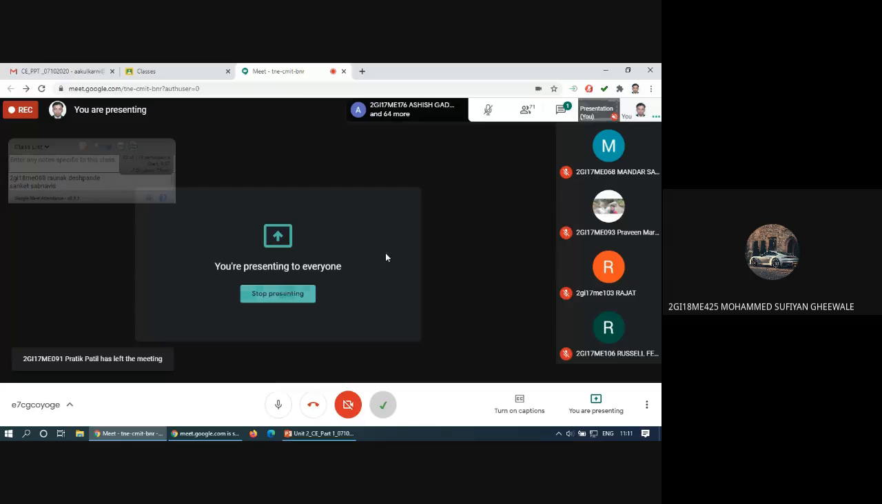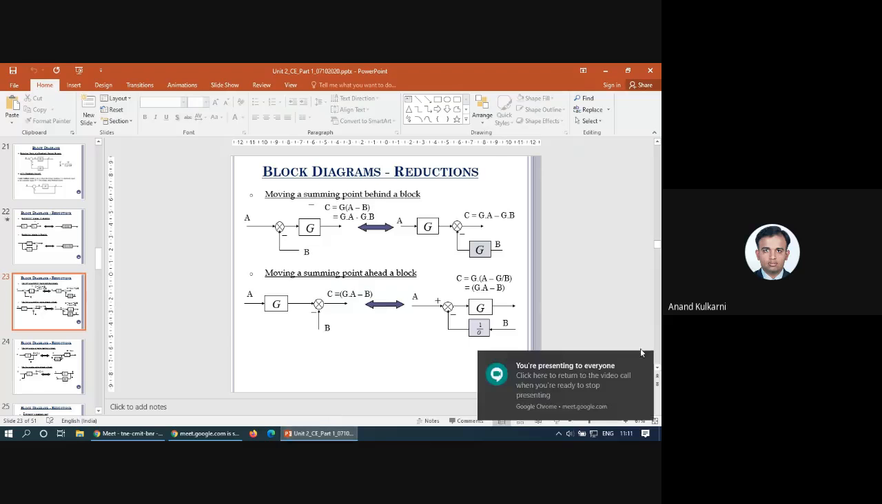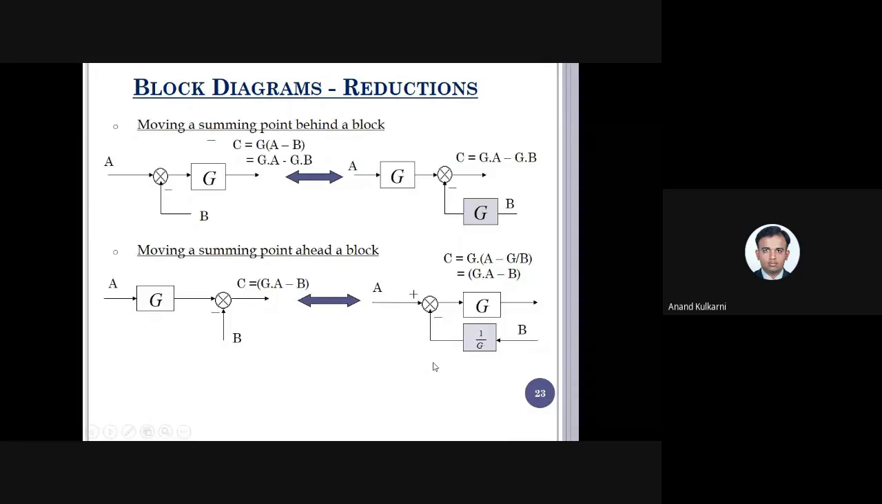Any doubts? Why are there two signs, sir? Which one? Can you repeat the question? Fourth diagram, sir. Why are there two signs, sir, and how to use them? This sign you are asking? Yes, sir. No, see here. Here, the sign is nothing but this sign only. Whatever sign this signal had, the same sign is here.